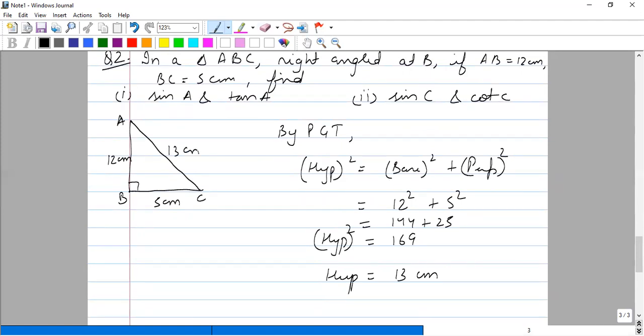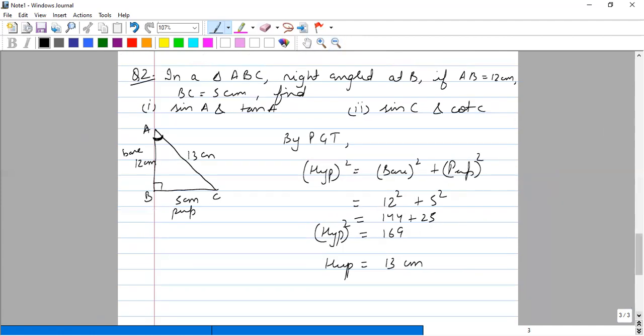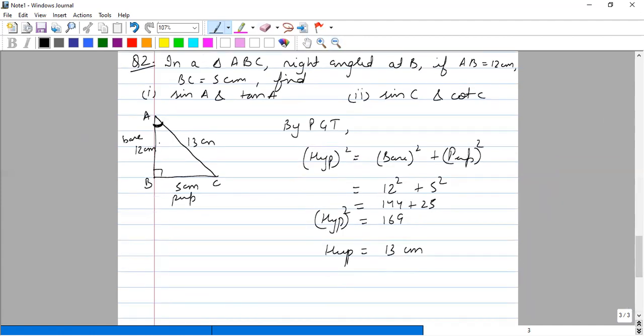All right. In the first part, the angle theta, the angle which we have to observe is A. If A is the angle of observation, then AB becomes the base and BC becomes the perpendicular. As I told previously, the angle of observation theta is formed between base and hypotenuse. So base is AB, hypotenuse is AC. Therefore, perpendicular becomes BC. Okay. So for sine A, sine A formula is perpendicular upon hypotenuse. If A is the angle of observation, perpendicular is 5 upon hypotenuse 13.